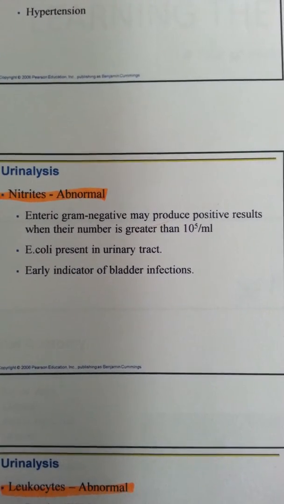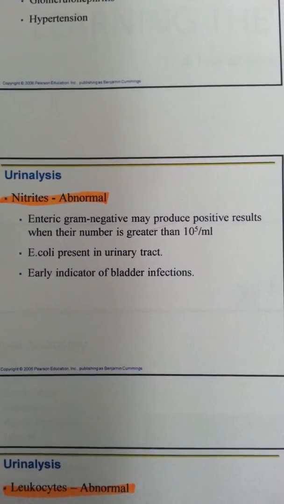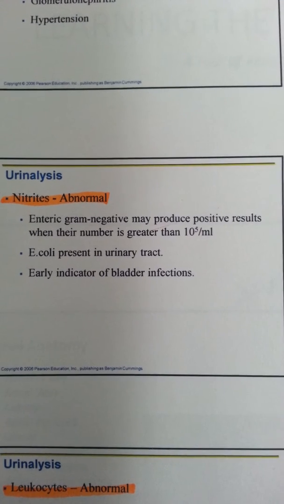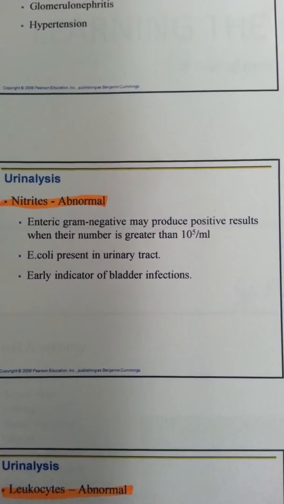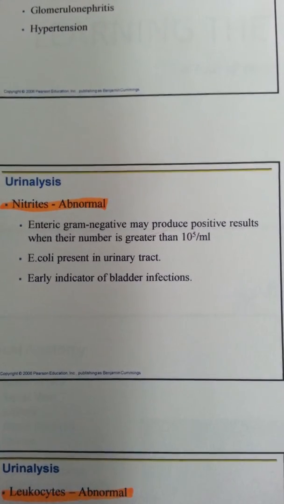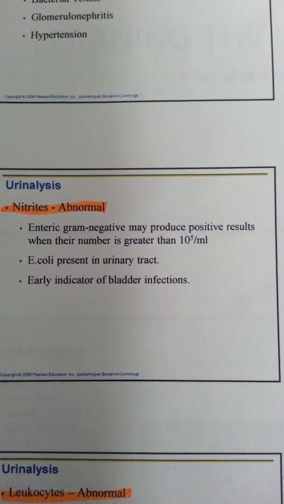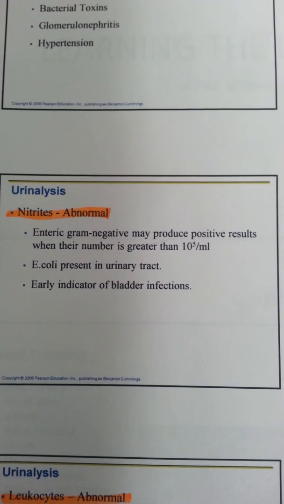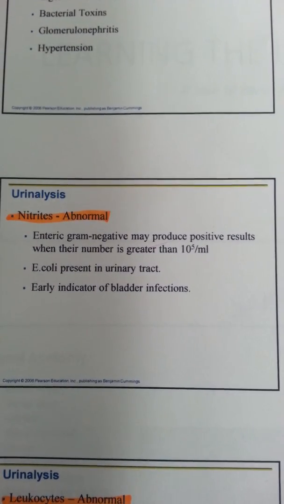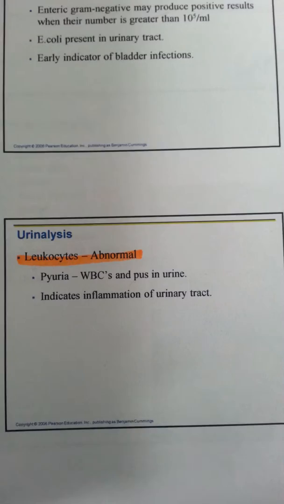We have nitrates, which is also abnormal. If it is found in the urine, it may mean enteric gram-negative bacteria may produce positive results when their number is greater than 10 to the 5th per milliliter. E. coli can be present in the urinary tract, an early indicator of bladder infections.